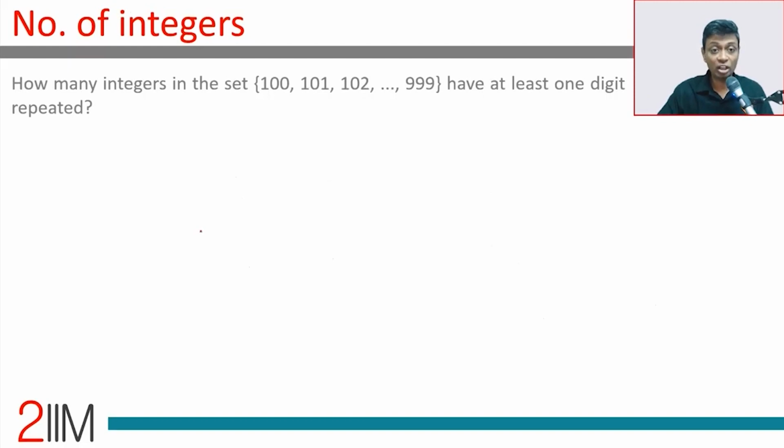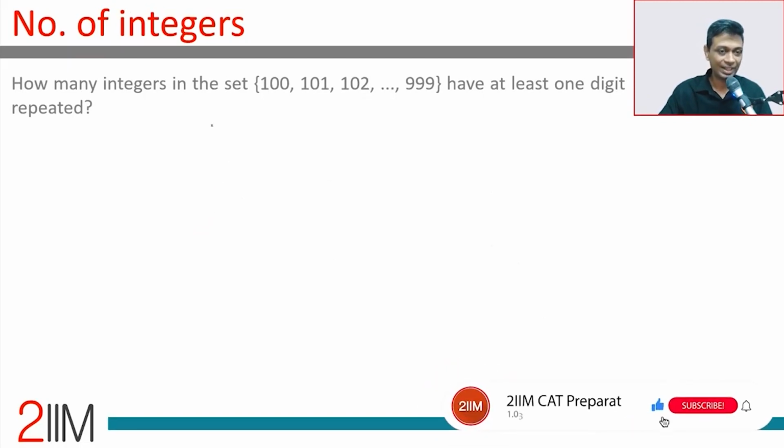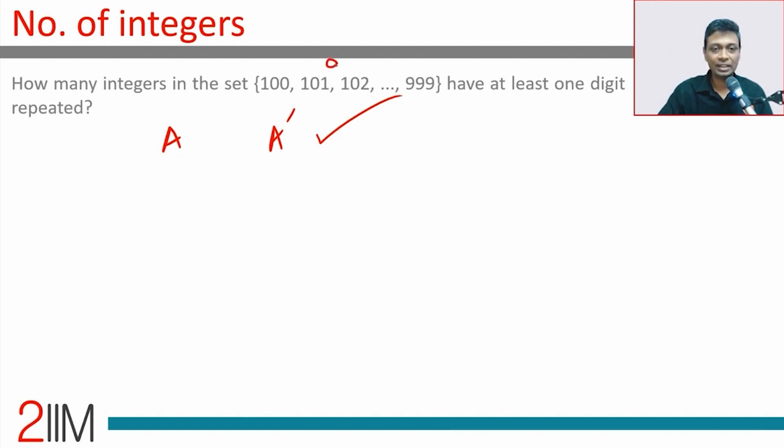How many integers in the set 100, 101, 102, all the way to 999 have at least one digit repeated? The classic kind of question where you're asked for A. Finding A complement makes life easy. There are 900 numbers in this set that we should know. Now, we want to find the number of numbers where no two digits are the same, where nothing is repeated.